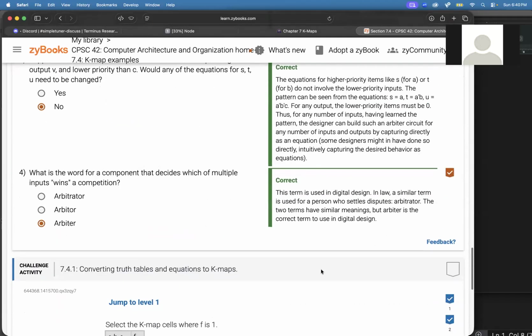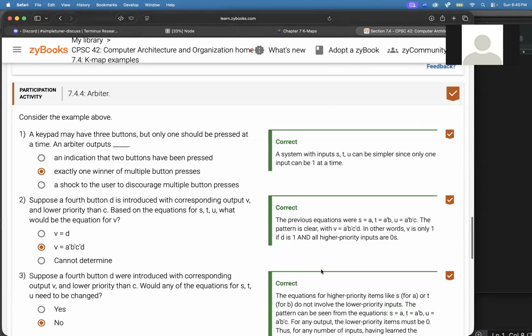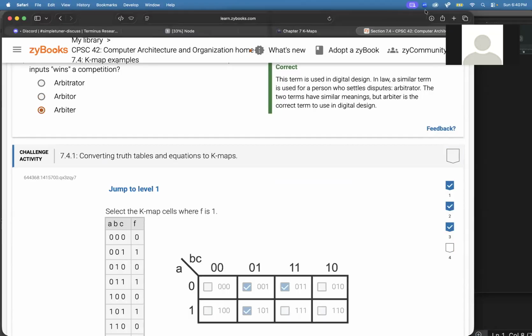All right, so we're done. That is all of chapter 7. So we did, I think, all of it. So we're going to stop here. I think that's plenty long enough, and I will talk to you guys later.